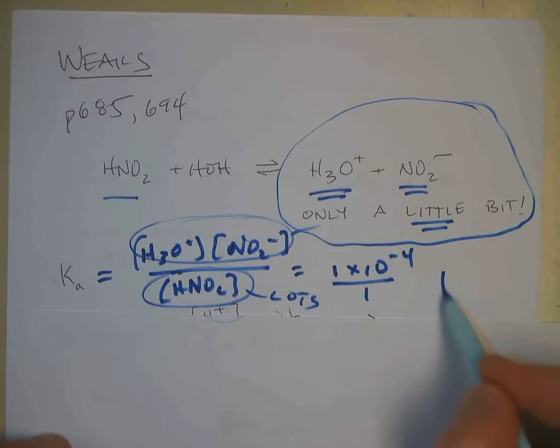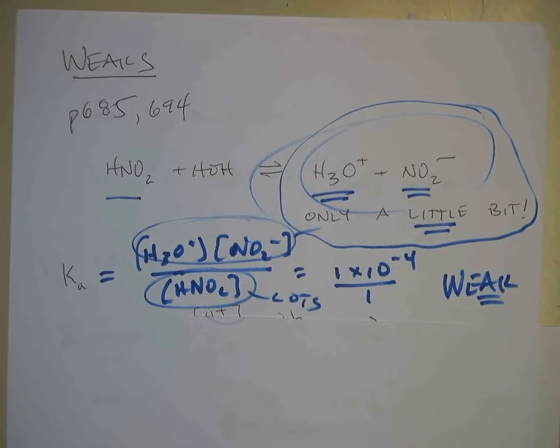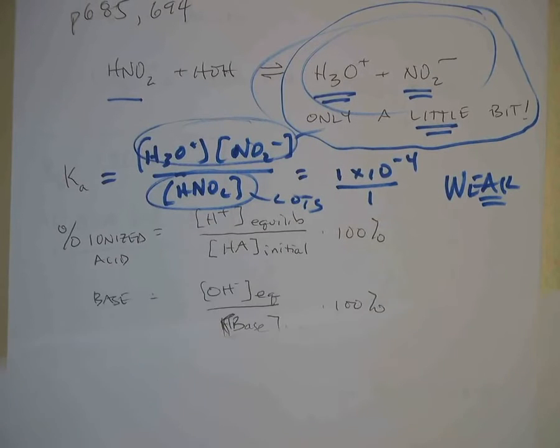That's what it means to be a weak acid or base, is that there is not much of the products formed. It doesn't mean it's not reactive. HF, for example, is a weak acid, hydrofluoric acid, but it's super reactive. But it's still weak. It doesn't ionize or dissociate very much. Okay? You can calculate how much it's ionized by calculating what's called percent ionization.